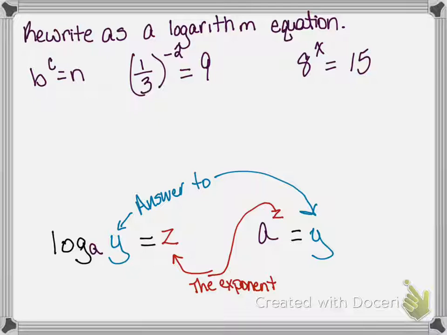So we're rewriting this as a logarithm. So I'm going to have log. What's my base? My base is not c. N is my answer. My base stays the same. What's my base and my exponent? B. Okay, so this is log base b of n equals my exponent. Okay? That's my base right there.